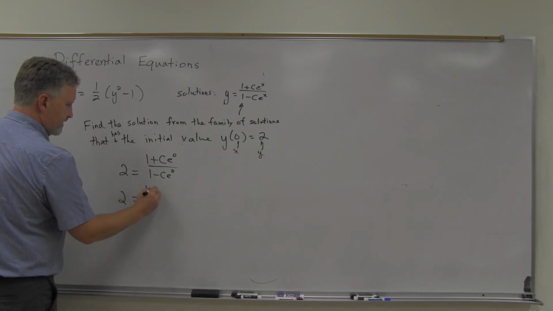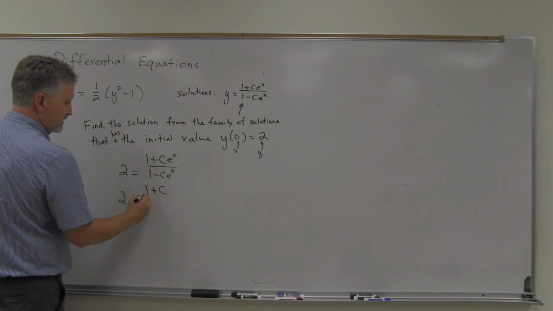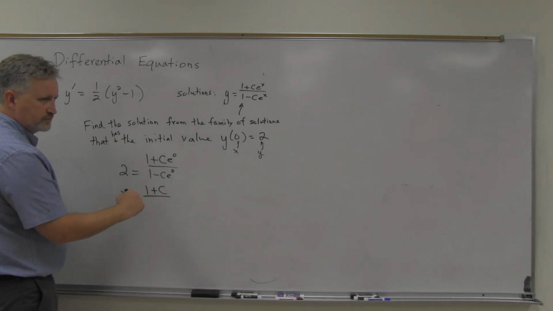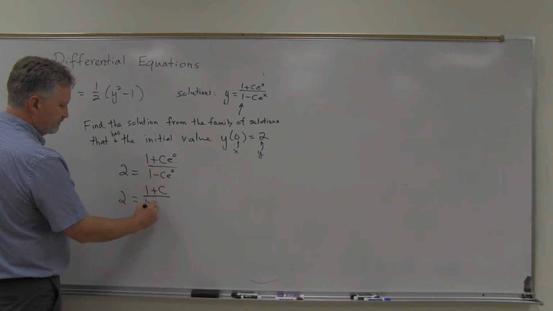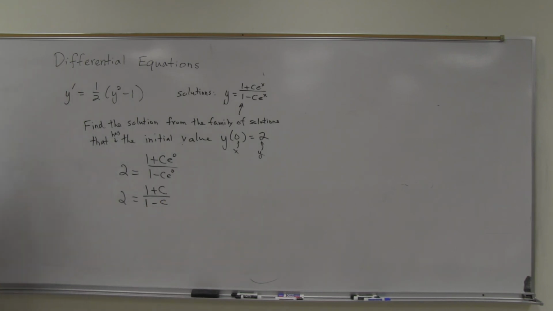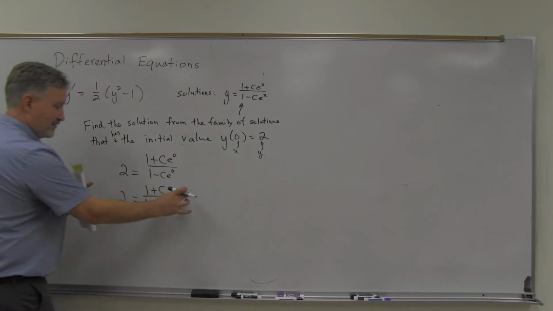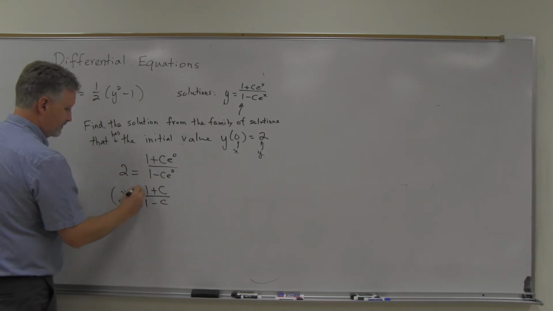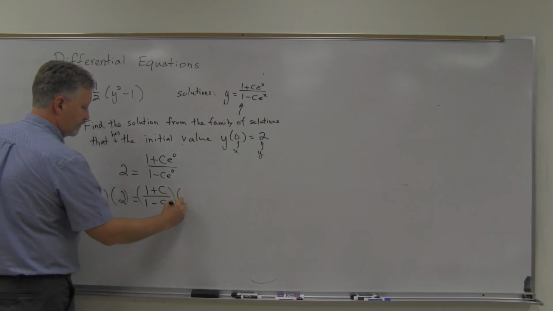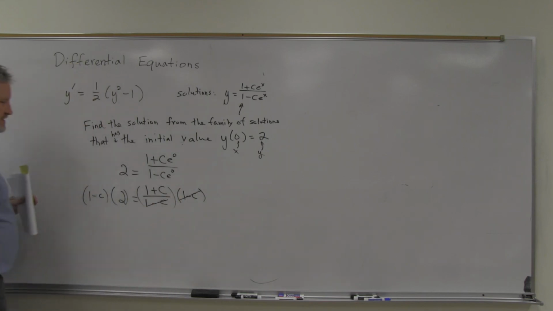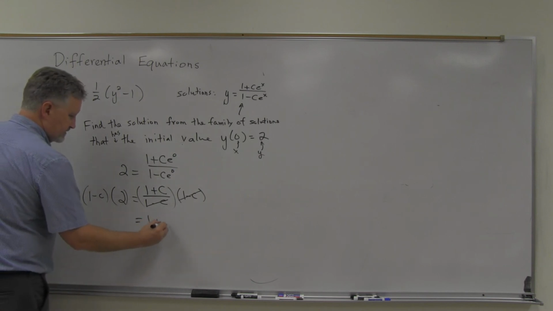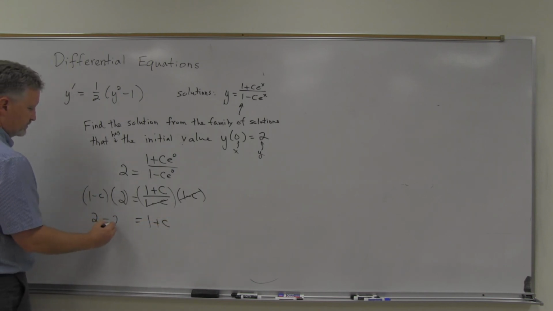Which does simplify, because e to the 0 is 1, so that top would just be 1 plus c times 1, so just 1 plus c. Same thing on the bottom, 1 minus c. And so now what they want us to do is solve that for c. How would I solve that for c? The first step I would take would be to multiply both sides by 1 minus c. That would cancel the denominator out. This side will just be 1 plus c. This side will be 2 minus 2c.